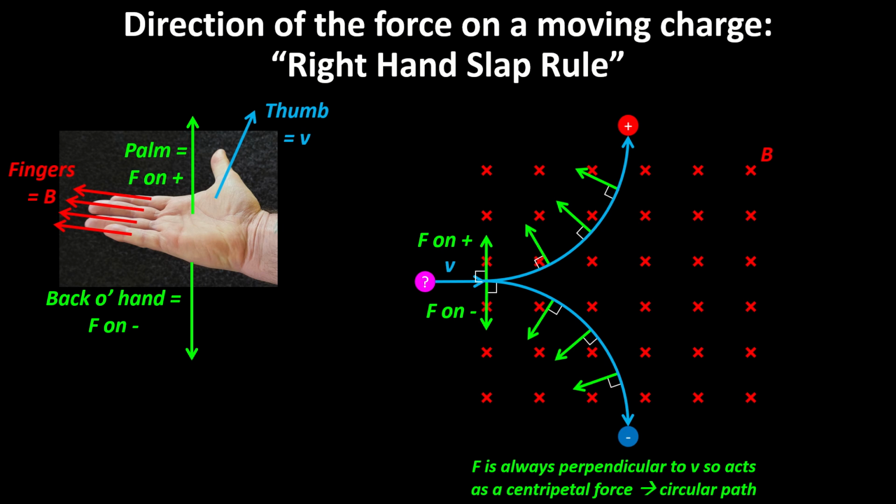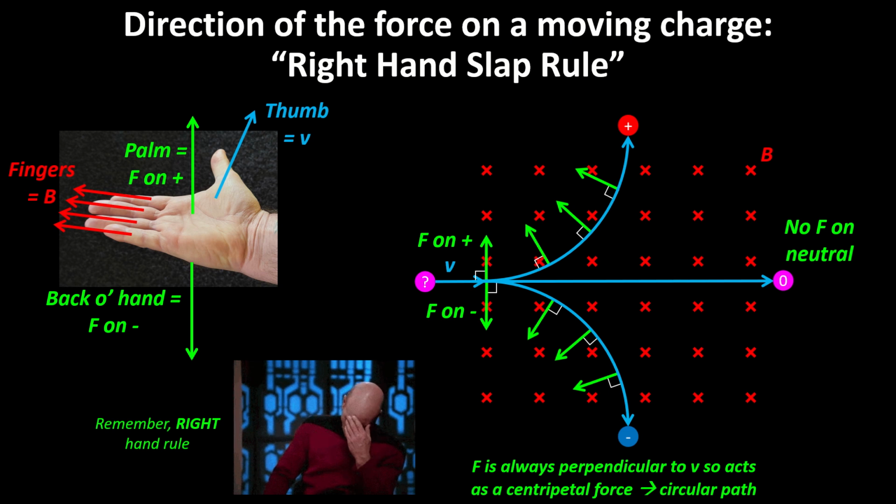There's another case that we should consider, and that's what happens if it's neutral. What happens if there is no charge? Well, if there's no charge, there's no force. So a neutral particle will just travel through a magnetic field undeflected. And my usual reminder: remember that this is a right-hand rule. Don't use your left hand because you'll get things back to front if you do that.